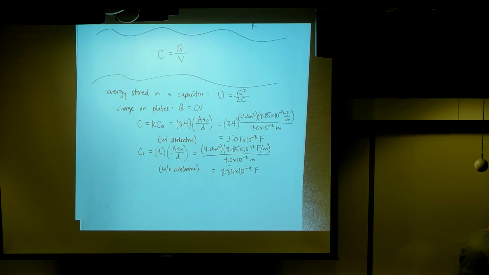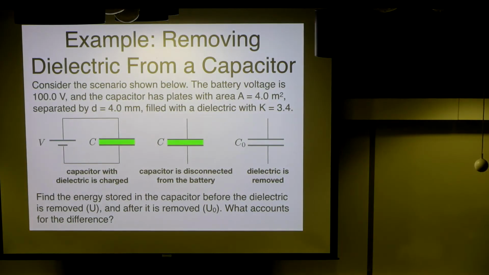So we have the 2 C values. Now, just going back to the slide. When we charge this up using the battery, the dielectric is present, right? So to find Q, we're going to do V times C, not V times C naught, okay? Make sense?